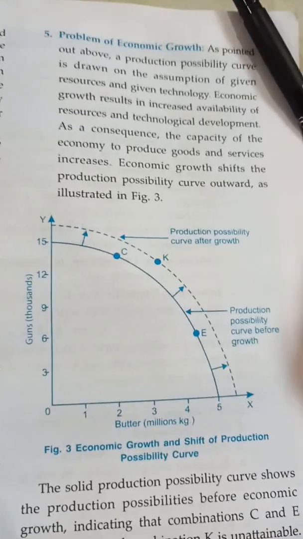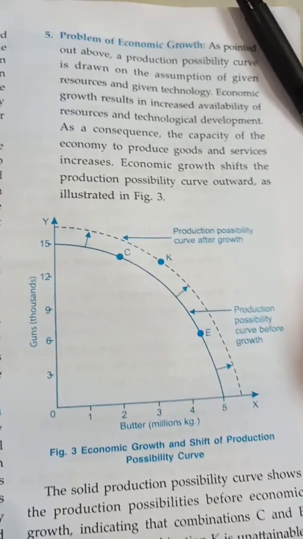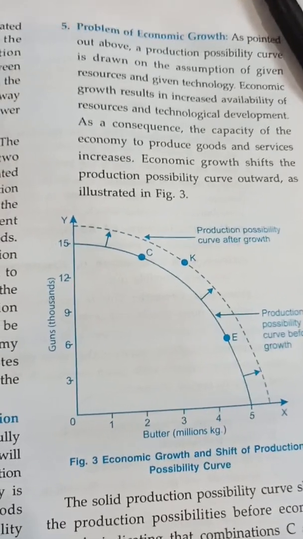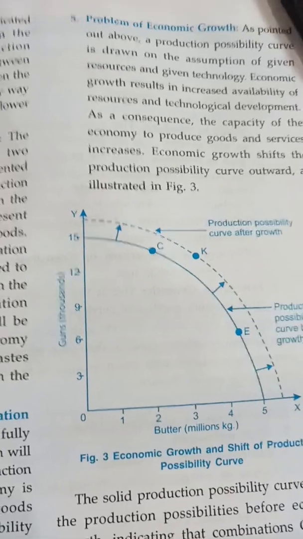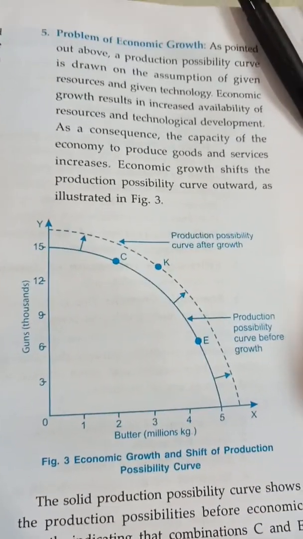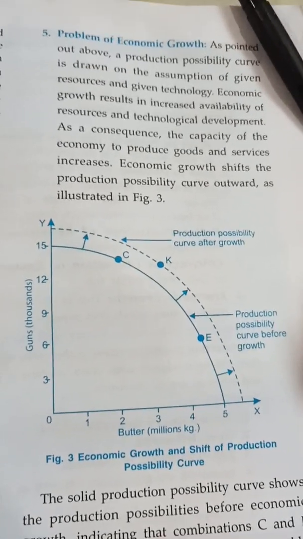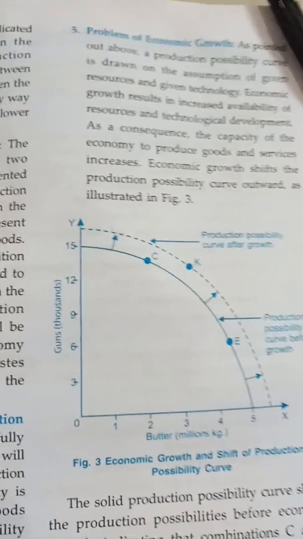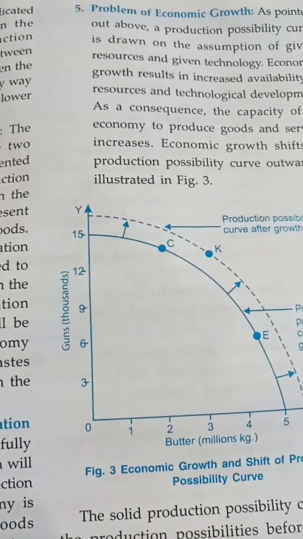Okay, in this regard, I would say something: this is when there is an increase in the resources. If there is depletion of natural resources and other resources in the country, then what would happen? The PPC would shift towards the left. This diagram shows rightward shifting, but if there is depletion of resources, there would be leftward shifting of the PPC. That's all regarding PPC.